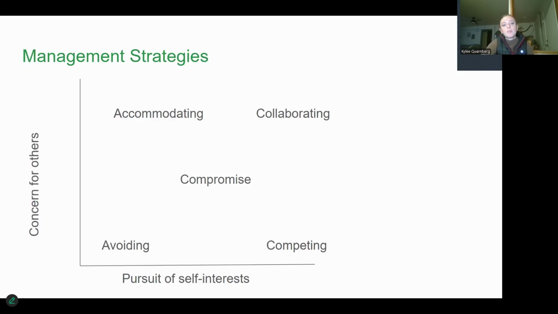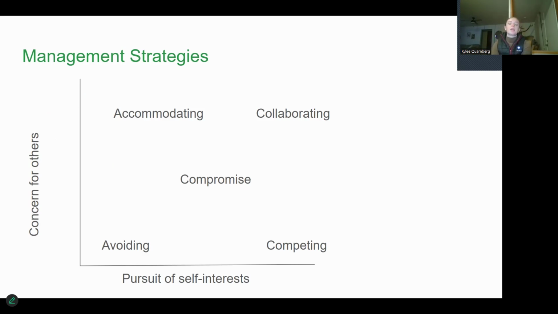There are several management strategies, and they are on a grid that's based on concern for others or the pursuit of your self-interest. The two on the bottom are avoiding and competing. Avoiding just doesn't even acknowledge the problem, while competing is fighting so much for your own self-interest that you're just fighting the other person directly because you're not willing to give up anything at all. Both of these ones I would say are pretty lose-lose. Compromise is somewhere in the middle. It's win-win and lose-lose often.